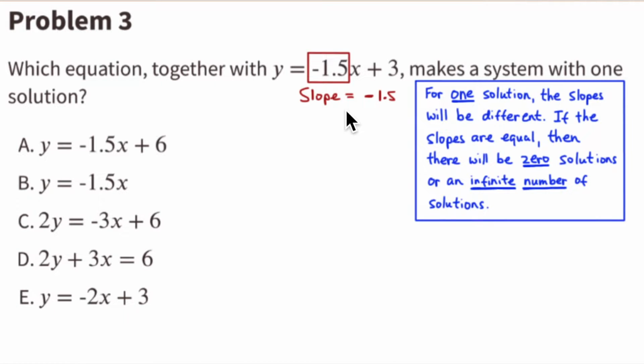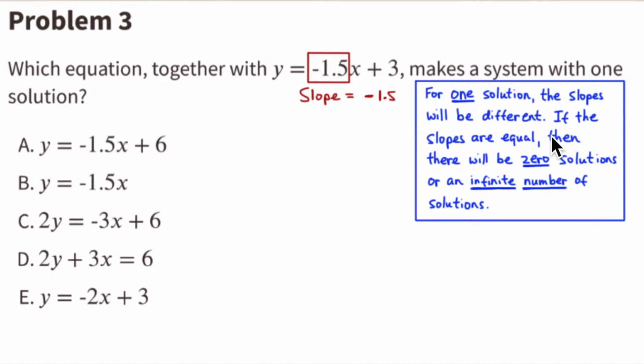So look at the slope. This equation is written in slope-intercept form, so this is y equals mx plus b, where m is the slope and b is the y-intercept. For one solution, the slopes will be different. The graphs of those equations will intersect at one point.